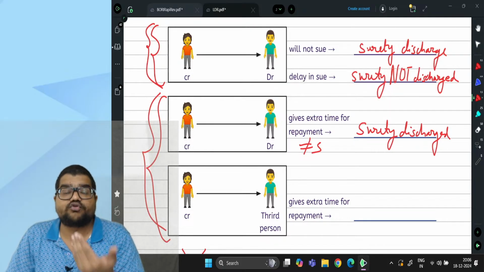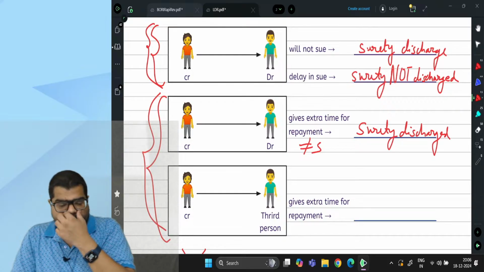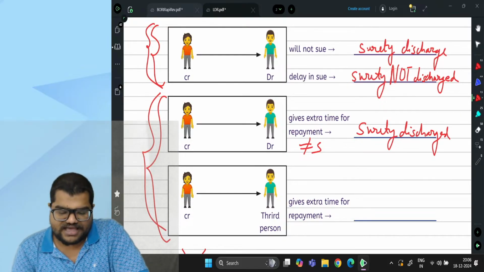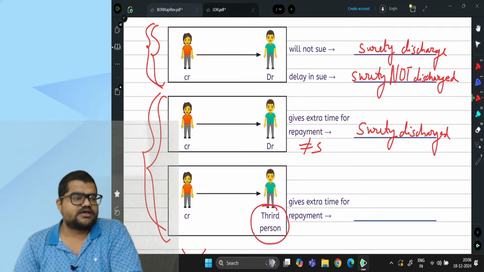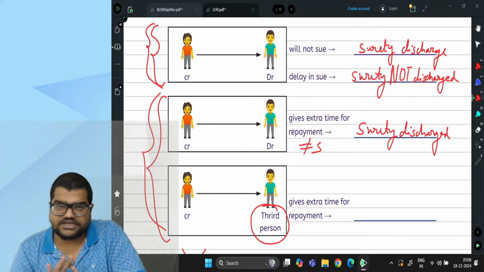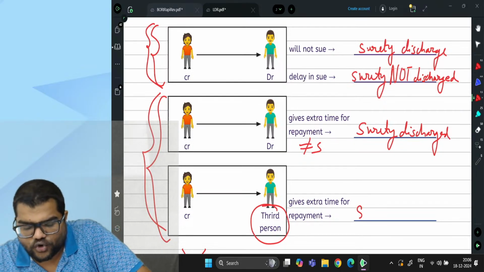The logic is novation. On the contrary, if you happen to see the next box, we have this third person, which basically means we don't have any novation here. Means the surety is not discharged.